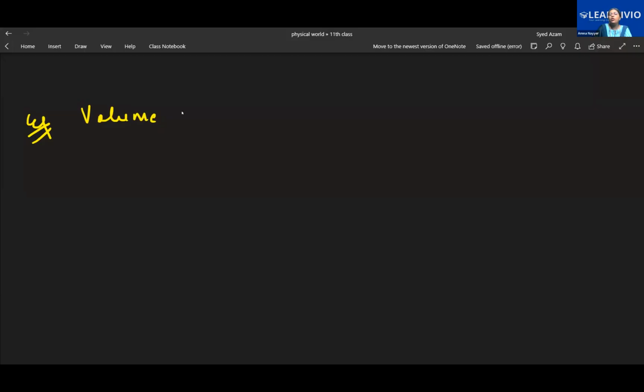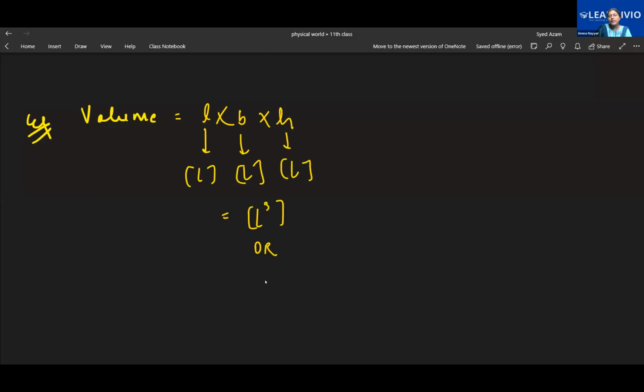Okay, next, volume. Volume is very easy. It's length into breadth into height. So all are dimensions of length only. See, you have to write everything from that table only. No derived quantity can be represented. So this is L and this is also L. So dimensional formula can be written as L cube, or you can write it as M to the power 0, L to the power 3, T to the power 0.